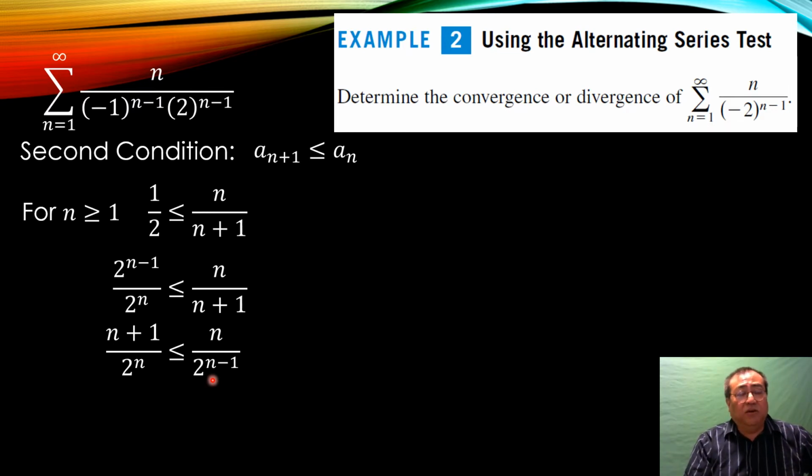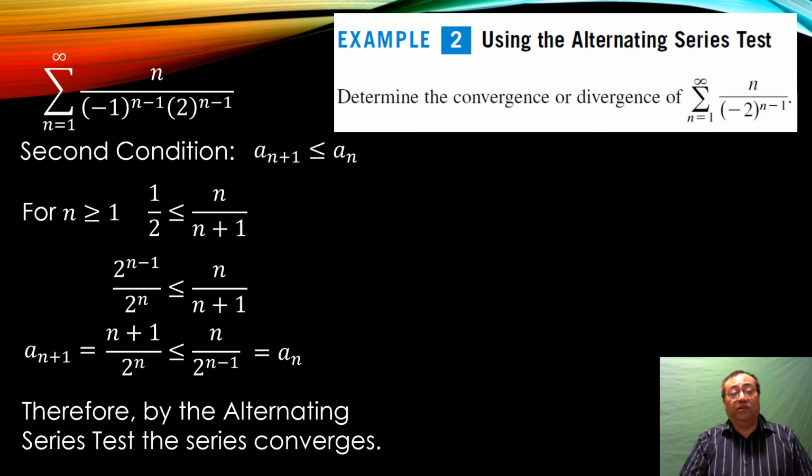So what is this expression? Well, that's a sub n plus 1. If you plug n plus 1 into this expression, the numerator becomes n plus 1, then n plus 1 minus 1, the ones cancel, and you get this 2 to the n. So that's a sub n plus 1. And of course, this is the a sub n version, the normal version. We're just ignoring the negative for now. So that means this is true. Since the original is true, then this is true. So it has passed the second condition. Therefore, by the alternating series test, this series also converges.